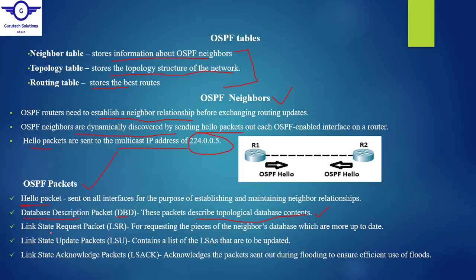Another packet is link state request, which is LSR. LSRs are used for requesting the pieces of the neighbor's database which are more up to date. Basically, link state requests are used to request the neighbor's database, supposing it is more updated than the sending router.